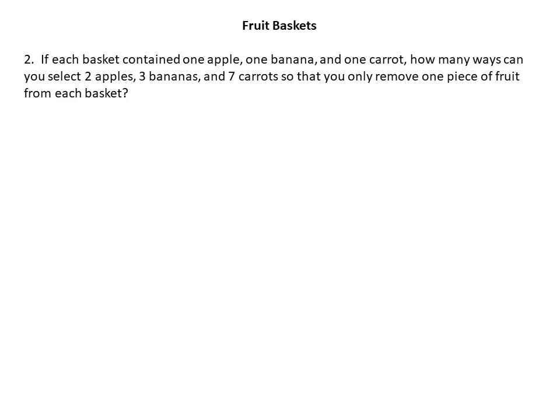If each basket contained 1 apple, 1 banana, and 1 carrot, how many ways can you select 2 apples, 3 bananas, and 7 carrots so that you only remove 1 piece of fruit from each basket? Again, you may pause. I would give you a hint to think about how we solve the other problem. If you treat it as a word problem, 12 positions, and we've got 2 A's, 3 B's, and 7 C's, it's essentially 12 factorial divided by the factorials of the repetition numbers.